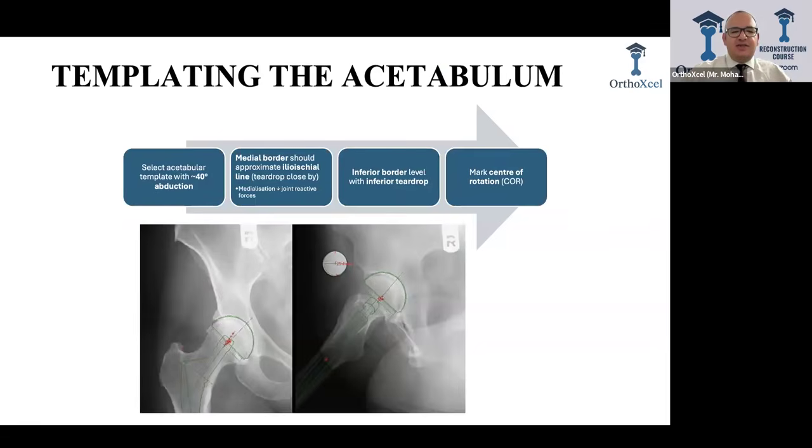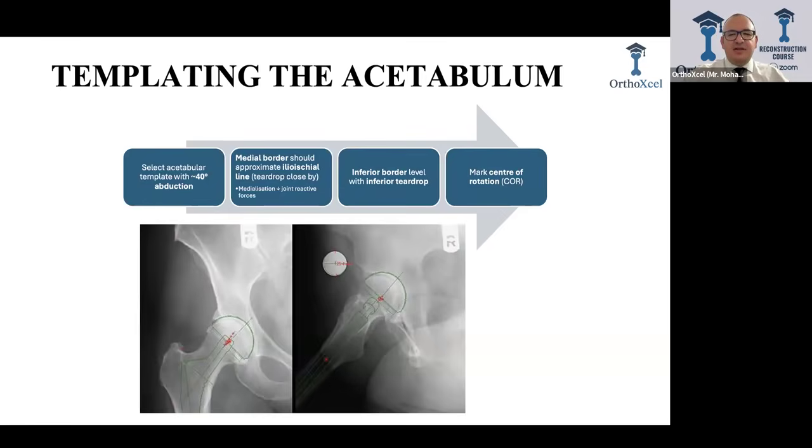So when we start to template, you start templating your acetabulum. As you can see, if you have a measurement ball here, you have a calibration. If your film is calibrated, the system will identify the calibration. I will speak about the paperwork too, because not every hospital has the same system. If your picture is calibrated, you know how much magnification is in the picture, so you can truly template the picture.